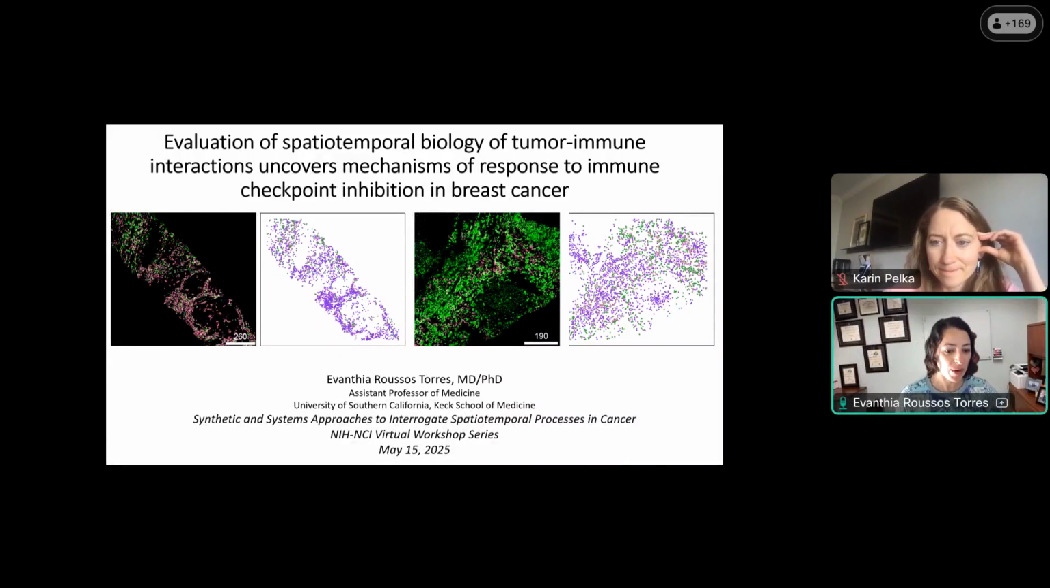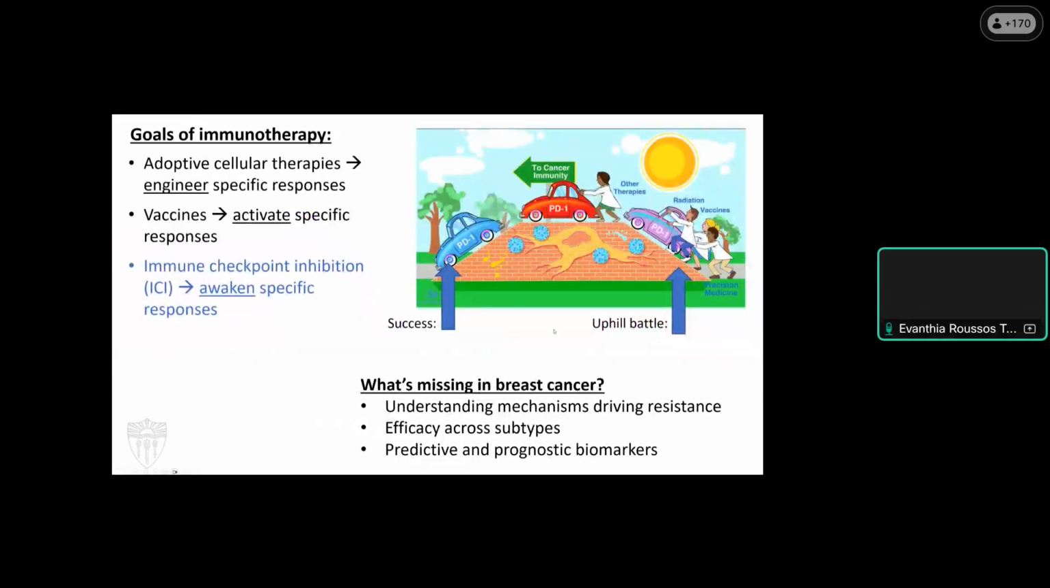So I'm going to be discussing immune checkpoint inhibition in breast cancer. And so I wanted to give everyone just a little bit of background. This is in very broad strokes, and I know most people on this call don't need an introduction to immunotherapy, and the three main categories of immunotherapy being adoptive cellular therapies, vaccines, and immune checkpoint inhibition.